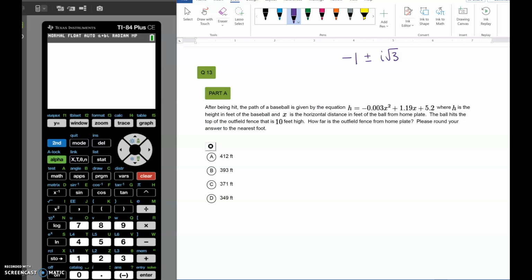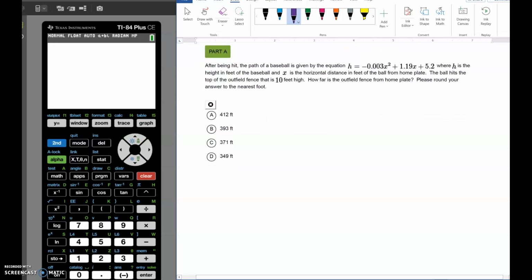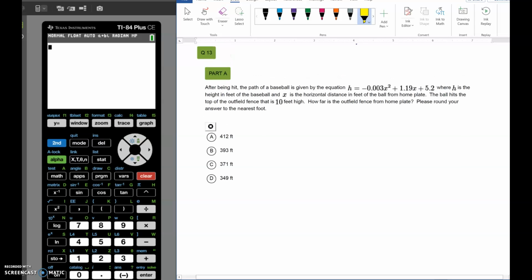Okay, number 13. Now the good news about number 13 is that this problem is going to be a bonus question on the quiz. So if you're feeling good about everything except this problem, you're going to be just fine on the quiz.